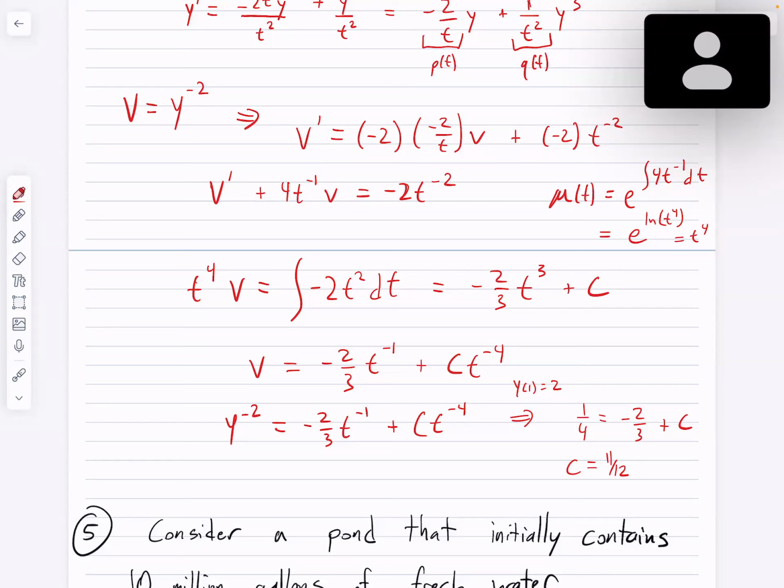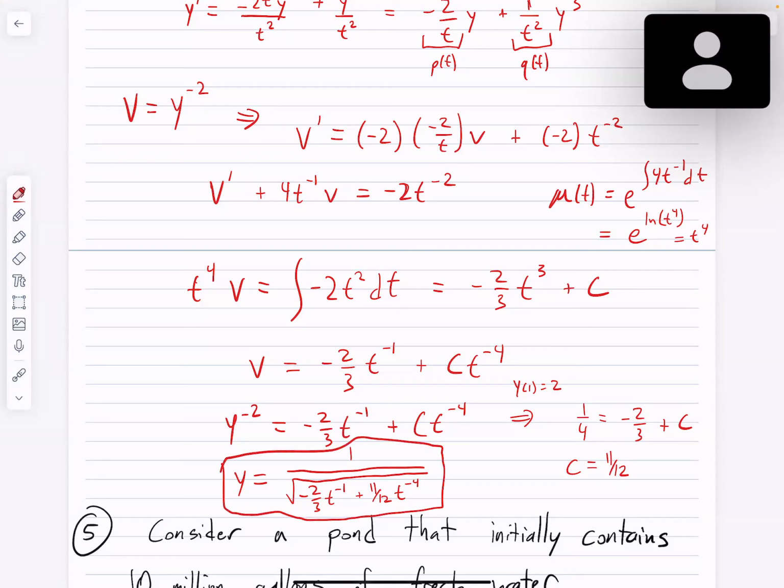And then you can solve for y. So y equals 1 over that and then square root. So that's a pretty disgusting thing, but is solvable. So it's negative 2/3 t to the minus 1 plus 11/12 t to the minus 4. And you can be sure that if you plug in 1 for t, you'll get negative 2/3 plus 11/12, which is 1/4. Square root of that is 1/2, and 1 over that is 2. So this is indeed our solution. Okay.